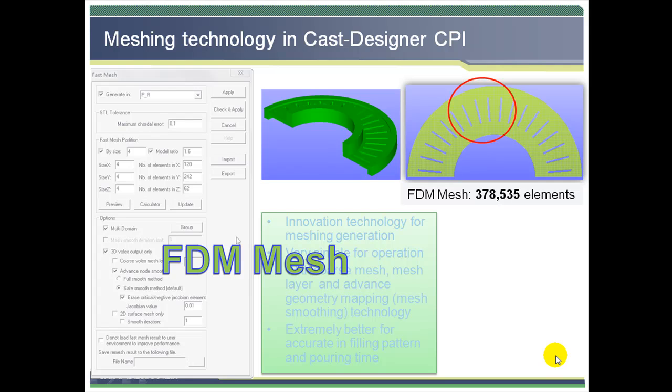The same part is also meshed with the finite difference mesh method. This method is quite simple in calculation, but it is not flexible for complex geometry, and easily causes energy loss at curved edges. For example, in this case, the mesh with 378,535 elements is around 20 times the CPI mesh, but the geometry description is similar, even a little bad. In other words, it needs much more CPU time for the simulation.